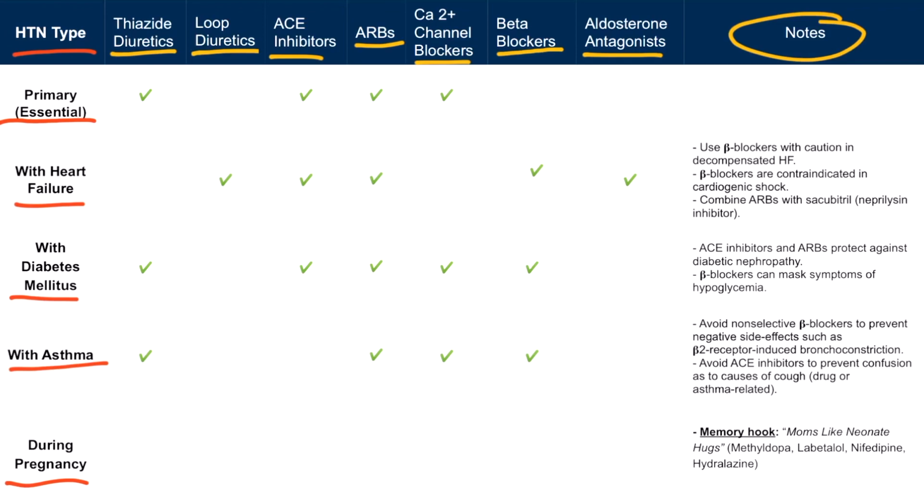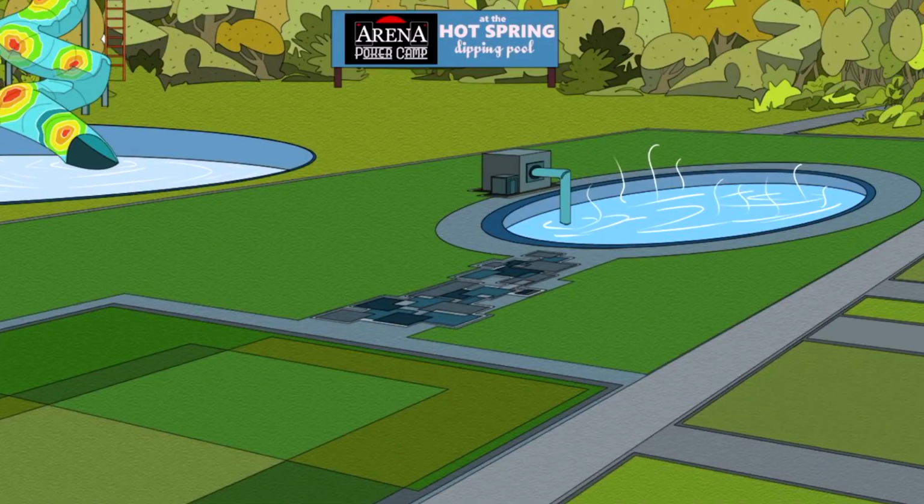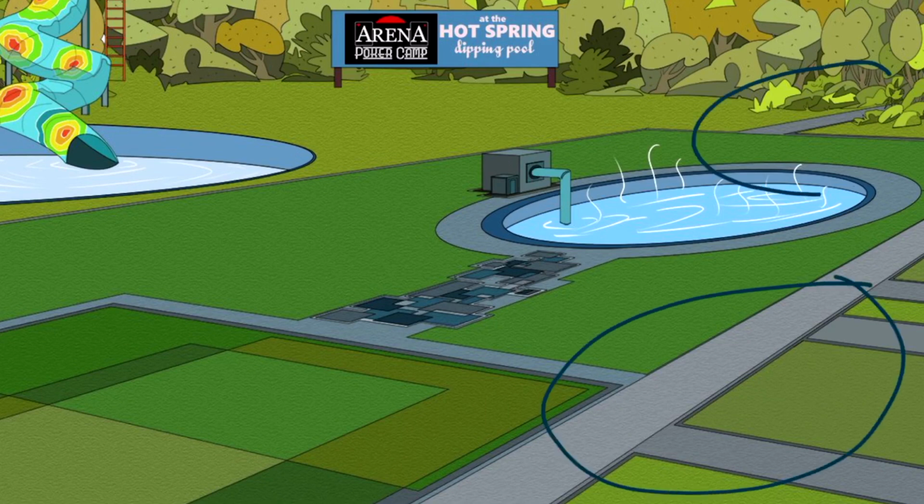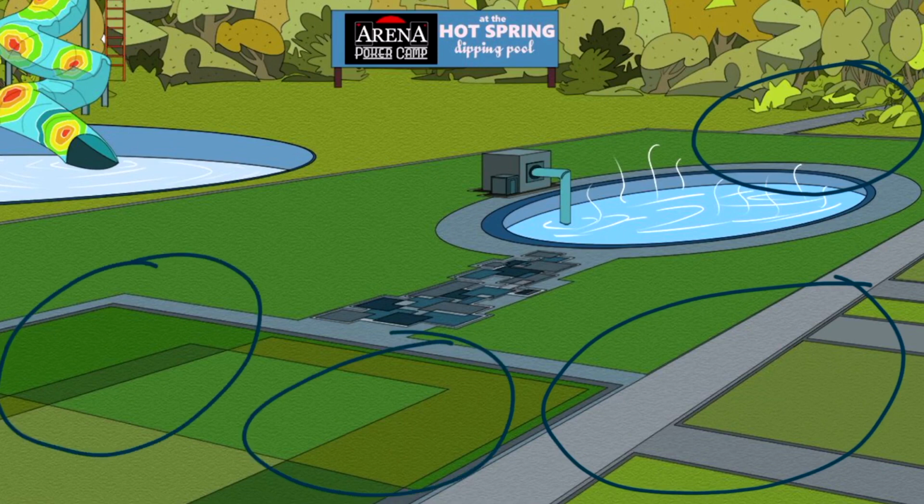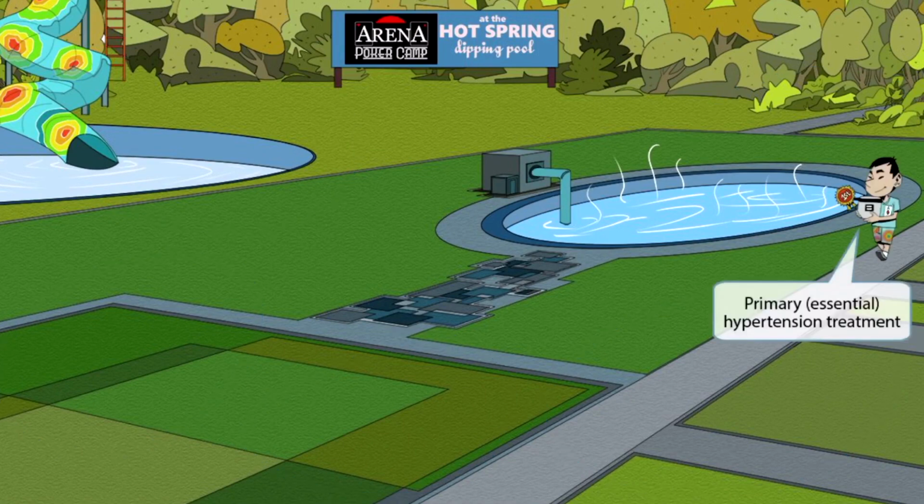So let's dive in. This story takes place at a poker camp located in the hot springs and is going to be compartmentalized into each of the categories that we showed on that table. For example, primary hypertension will be right here, hypertension with asthma will be right here, hypertension with diabetes will be right here, hypertension during pregnancy right here, and then hypertension with heart failure will be right here. So let's start with primary or essential hypertension.